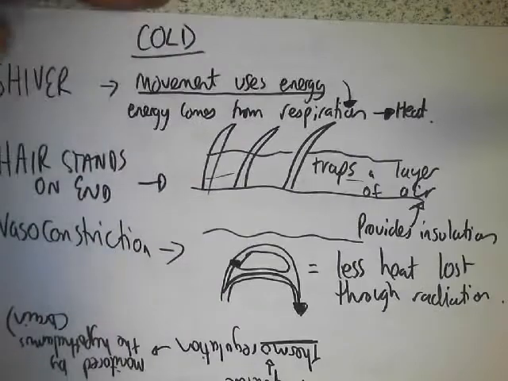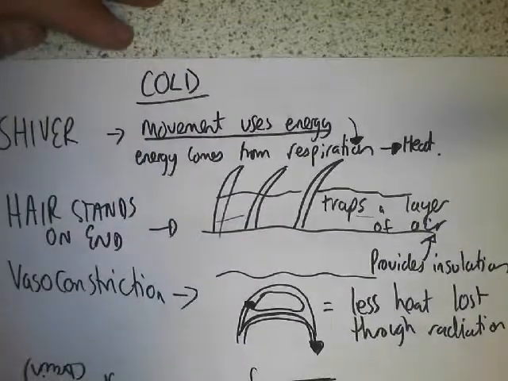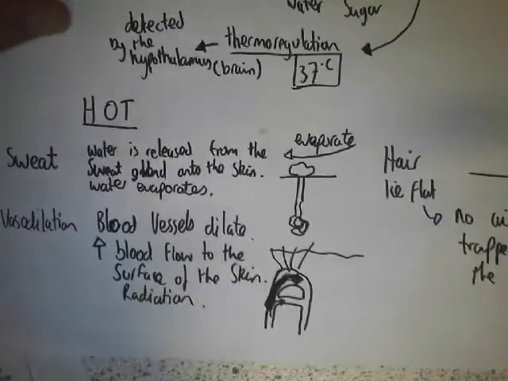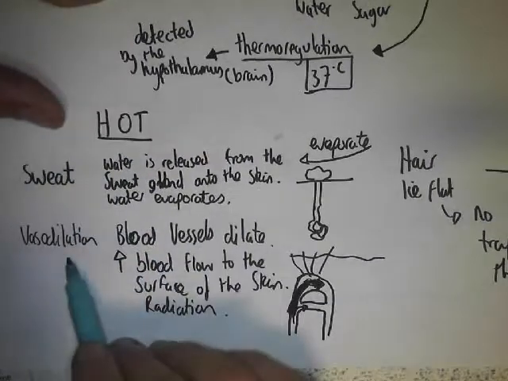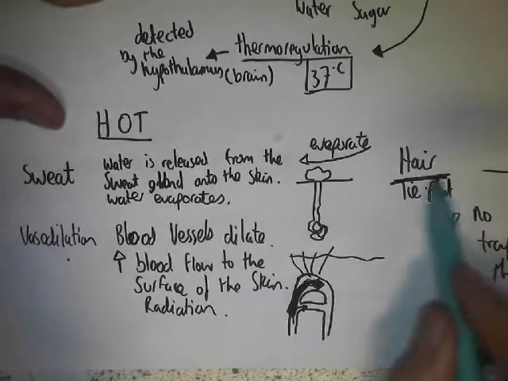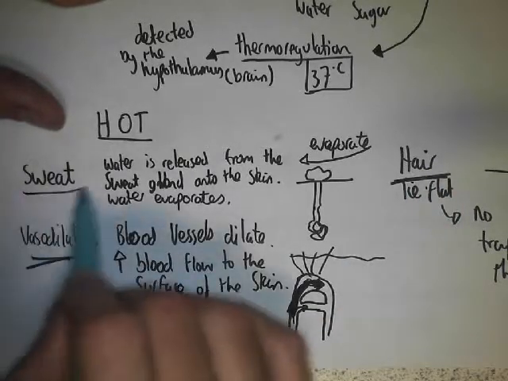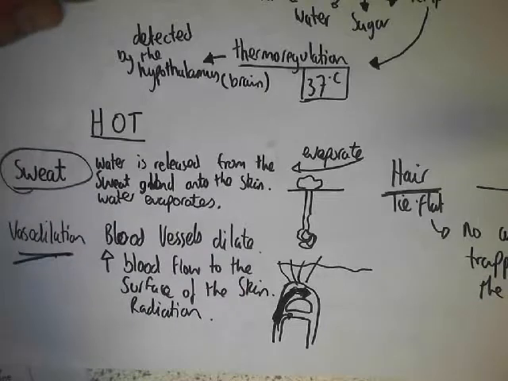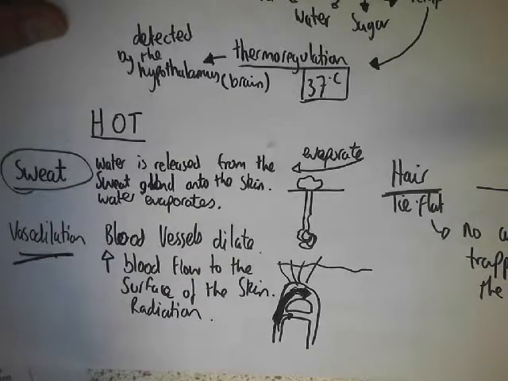And they are your three mechanisms for what happens when you're cold, and three mechanisms for what happens when you're hot. Two are the same, vasodilation and hair, to do with hair and vessels, and one unique to each one, sweat and the shiver. Okay, have a go at the exam question.